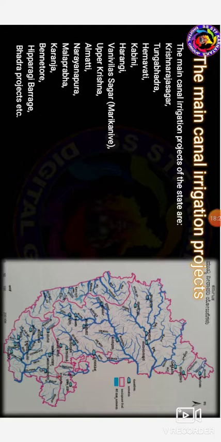And next, I will continue with the next part of water resources in this chapter. So mainly there are seven river basins in Karnataka: the Krishna, Kaveri, Godavari, the western flowing rivers, the North Pennar, the South Pennar, and the Palar. So these are the seven river basins flowing in Karnataka state.